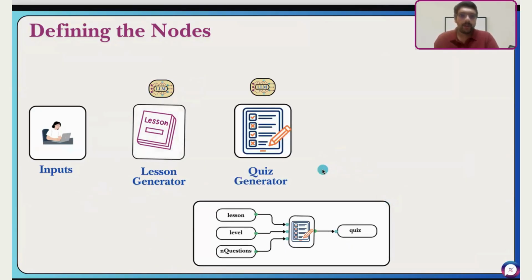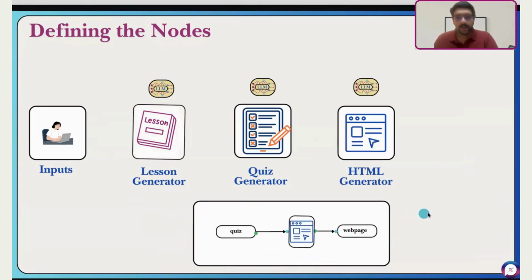Then you have the next node, which is a quiz generator. What this is supposed to do is take the lesson. So we've pre-processed the initial information into a lesson, take the lesson and the level and the number of questions that the quiz should have, and it returns a quiz. And then the last step takes in the quiz generated by the quiz generator. In this case, this node does not need to know the lesson at the moment. It takes in the quiz, and what it gives you is the web page, right? So we've broken this basic quiz web page generation into three pieces.